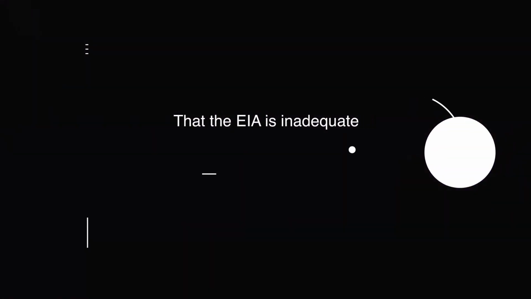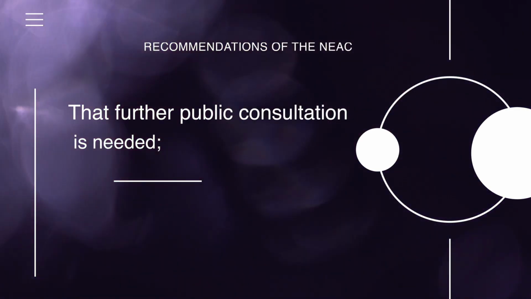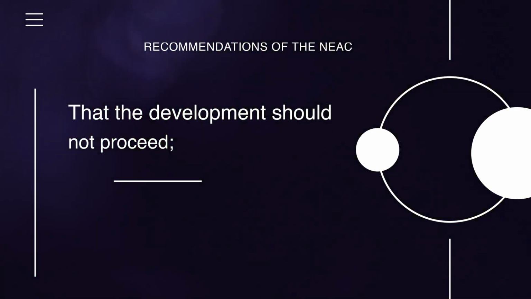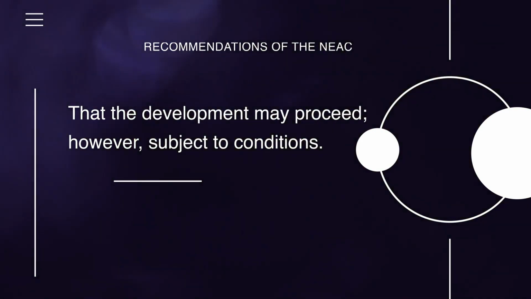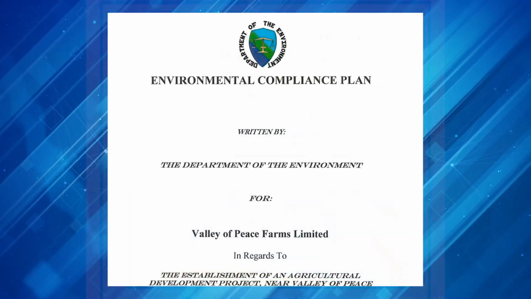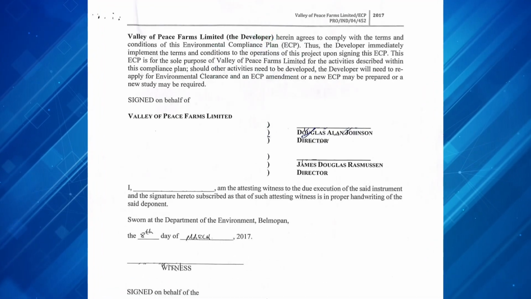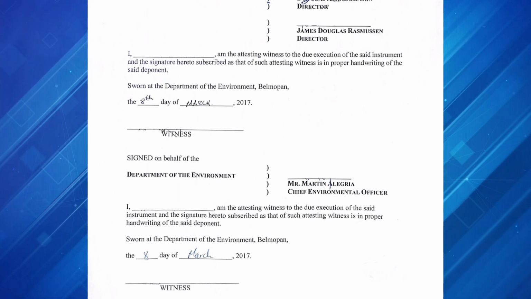Once the review is complete, the NEAC can make one of 4 recommendations: that the EIA is inadequate and requires further investigation, that further public consultation is needed, that the development should not proceed, or that the development may proceed, however, subject to conditions. If the EIA is recommended and approved, then an ECP must be developed. Once input is provided by the NEAC and other stakeholders, the ECP is signed by the DOE and the developer.